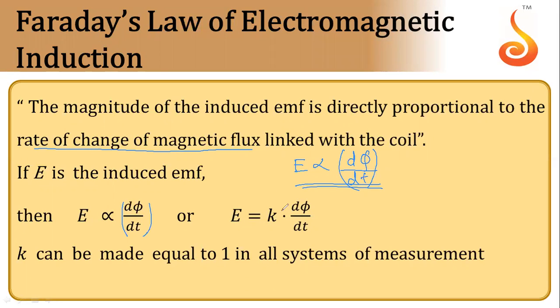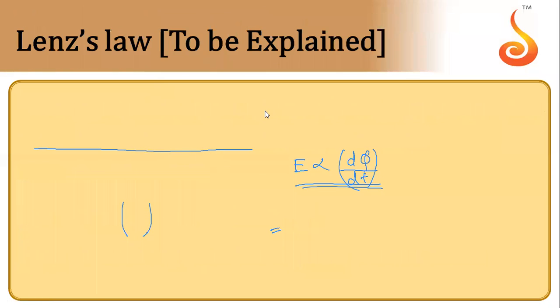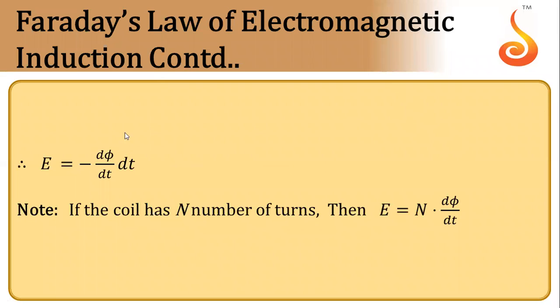So let's say E is equal to k into d phi by dt, where k is a proportionality constant. Okay. So our formula of EMF comes as minus d phi by dt. Sorry, E is minus d phi by dt. This is when there is one coil. If there are n number of coils, then the EMF induced will be minus n d phi by dt.